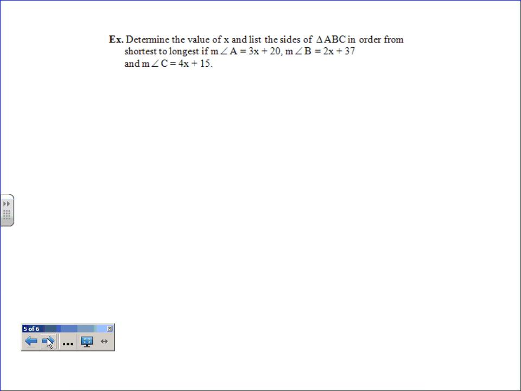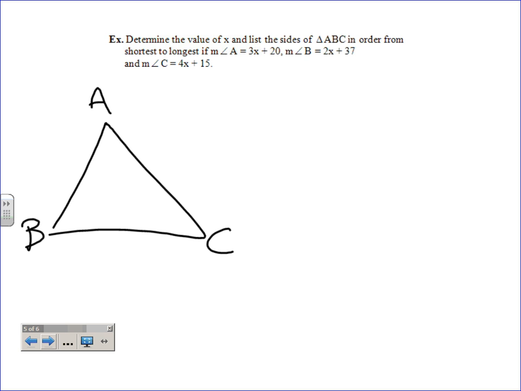Determine the value of x and list all the sides in order from shortest to longest. Please watch out, I won't always do shortest to longest. I might do longest to shortest, and then you'll feel silly when you put them in the wrong order. So it says we've got a triangle ABC. Got it. So just draw a picture. Angle A is 3x plus 20. B is 2x plus 37. C is 4x plus 15.